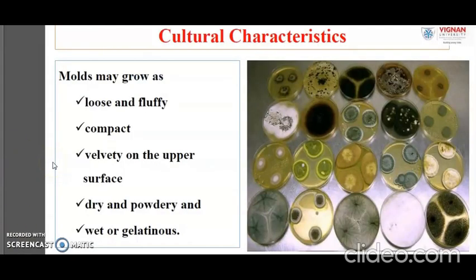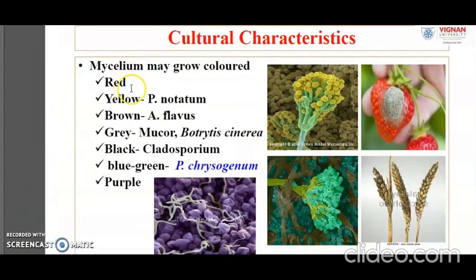Molds may grow as loose and fluffy, compact, velvety on the upper surface, or sometimes dry and powdery, or wet or gelatinous. Also, the mycelium may grow colored. For example, Penicillium notatum is yellow, Aspergillus flavus is brown, Mucor and Botrytis cinerea are grey, Cladosporium is black, and Penicillium chrysogenum is blue-green.